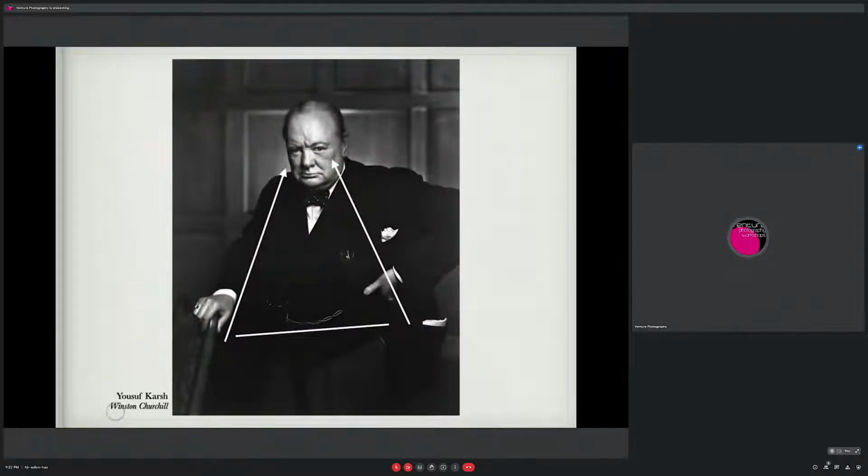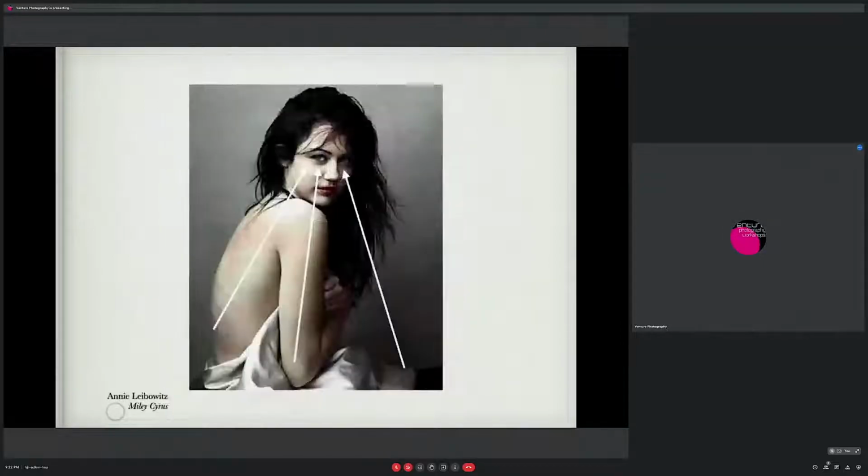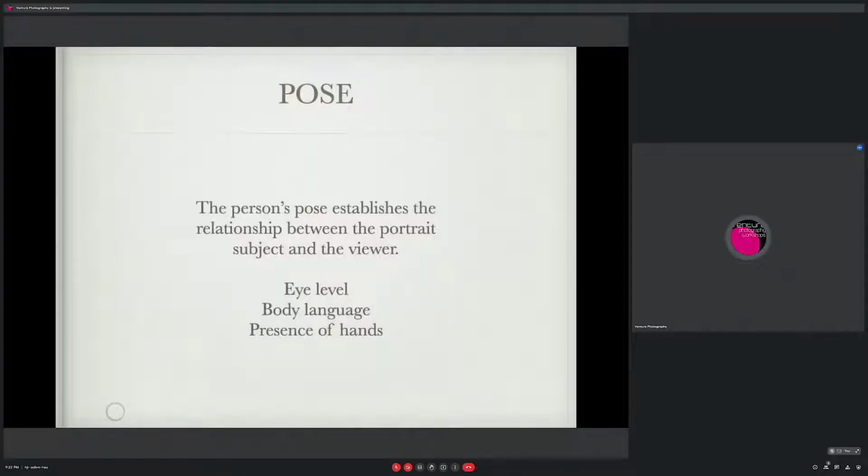Yusuf Karsh with his portrait of Winston Churchill. He only had 30 seconds to take this portrait back in the days. And Annie Leibovitz. And then we're looking at posing.